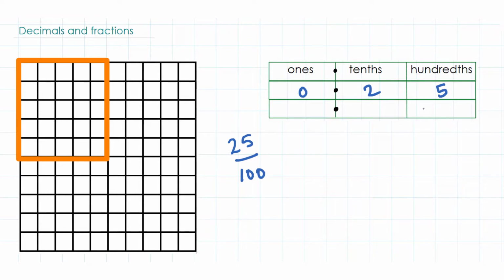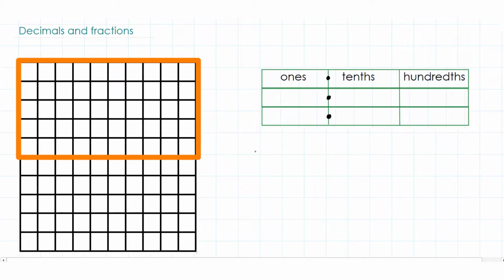0.25 is 25 hundredths. But we can simplify this fraction, 25 over 100. One way of thinking about that is to realize that this section is one of 4 equal parts. You can imagine 4 of those squares making up the whole. So that's 1 part out of 4 in total. So 25 hundredths is a quarter, and we've already written it as a decimal, 0.25. So 0.25 as a fraction is 1 quarter, as a decimal is 0.25.